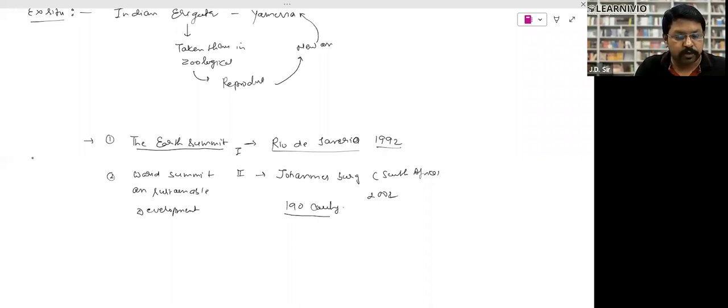They were organized for making people aware and making a plan for the conservation of biodiversity. So this was all about this chapter. Go through your NCERT and let me know if you have any doubt. Let me know in the next 2-3 minutes.